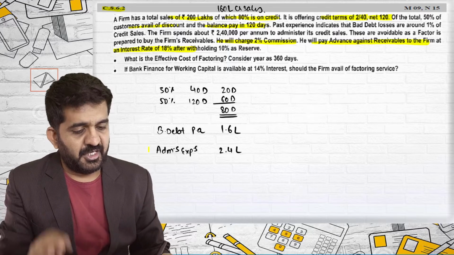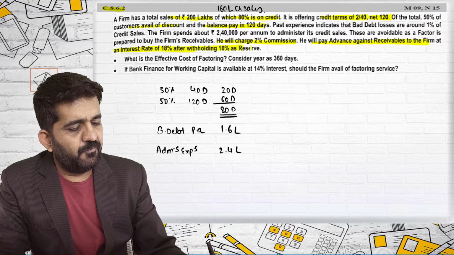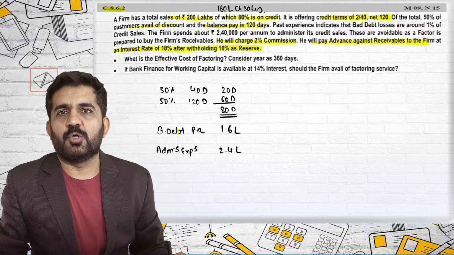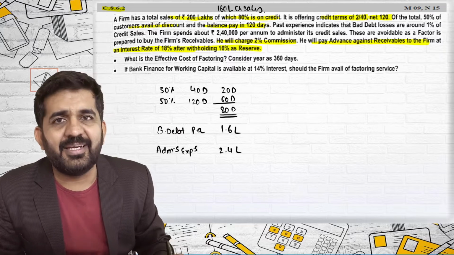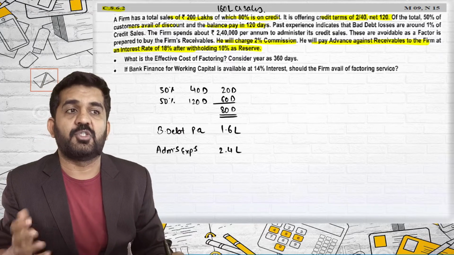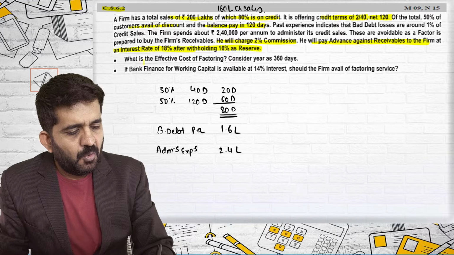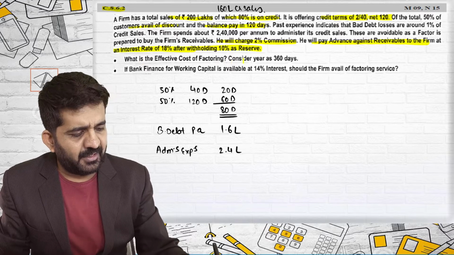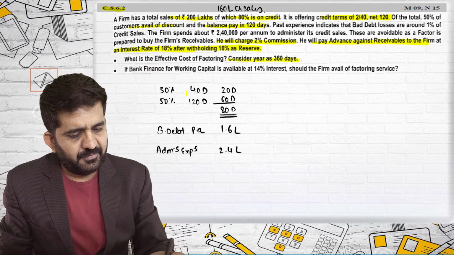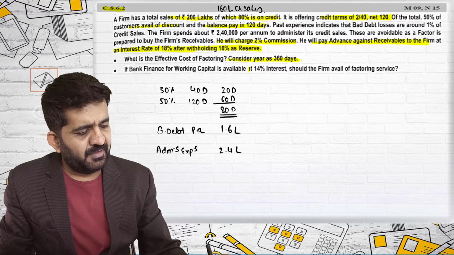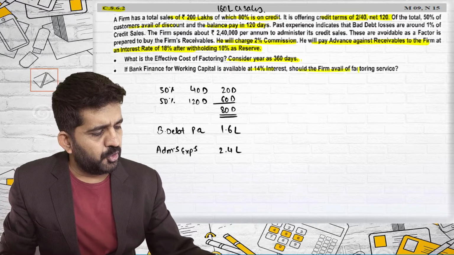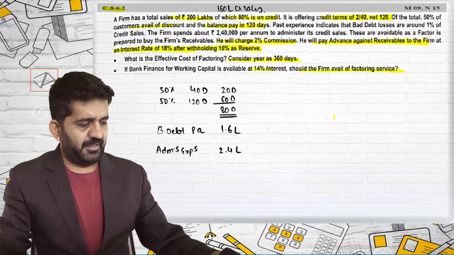He will be charging 18% interest, withholding 10% as reserve. So if your debtors are 100 rupees, he will finance only 90%, that is 90 rupees. He will not finance you 100% of debtors. What is the effective cost of factoring? Consider 360 days a year. If bank finance for working capital is available at 14% interest rate, should the firm avail the factoring service? Now try to concentrate.